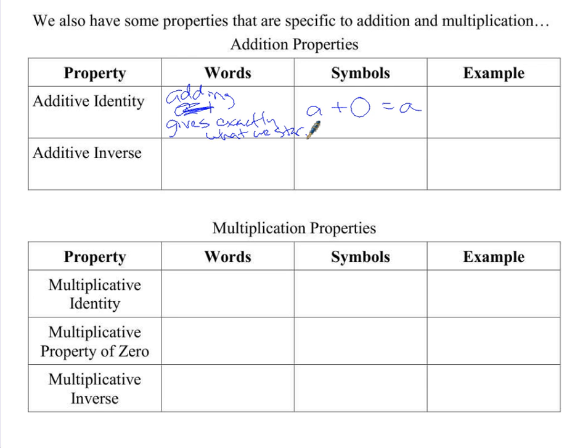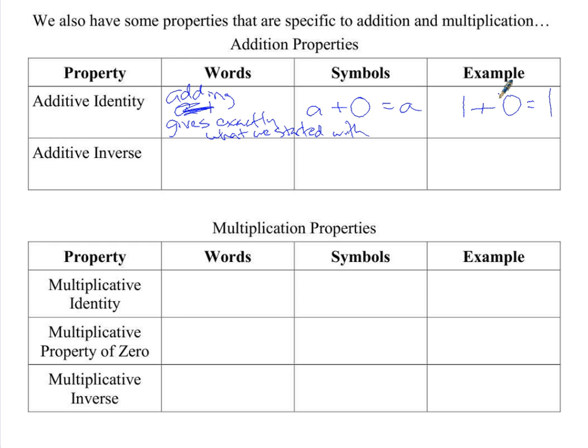So adding 0 gives exactly what we started with. An example, let's just pick a number. 1 plus what would give me exactly the same thing back? 0. 1 plus 0 is 1. There you go. That's the additive identity property.